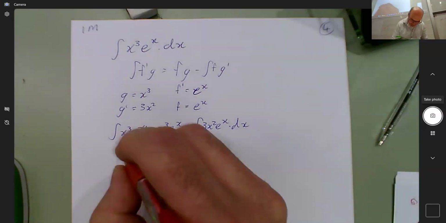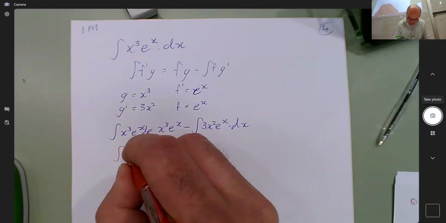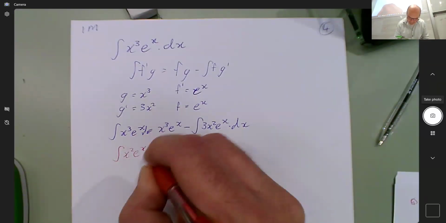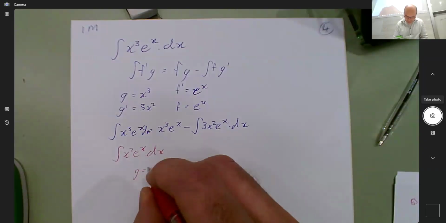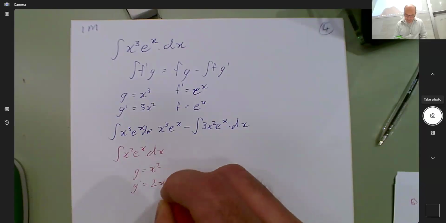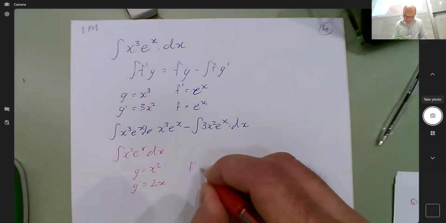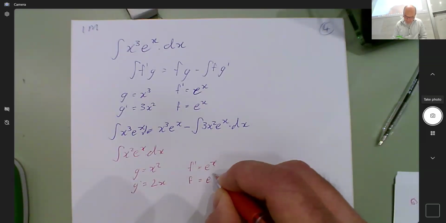So what I'm going to do is take my integral and just do x squared e to the x. And so again, my g is going to be equal to x squared, and so my g dashed is equal to 2x. And so my f dashed is equal to e to the x, and my f is equal to e to the x.